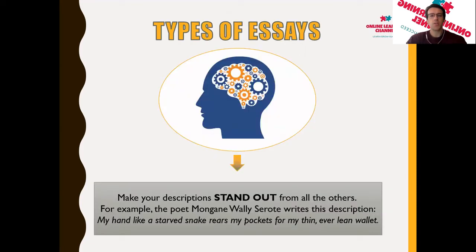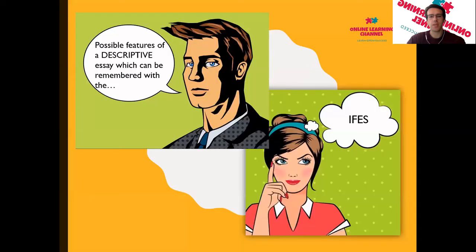Okay, so often is the case that this is evident within descriptive essays. So now, with regards to descriptive essays, it's important that you make your description stand out from all the others. For example, the poet Mongeng Wally Sorote wrote this particular description: "My hand, like a starved snake, rears my pockets from my thin, ever lean wallet." So you can just get a sense as to what the nature of this particular description is, just in terms of layering the particular scene that's unfolding in this particular piece.